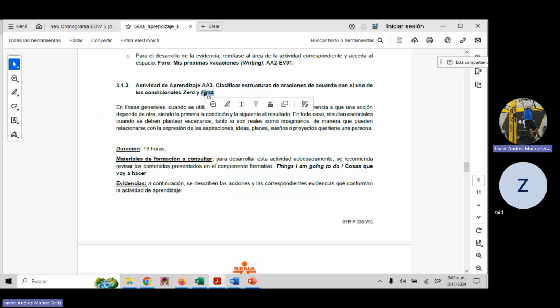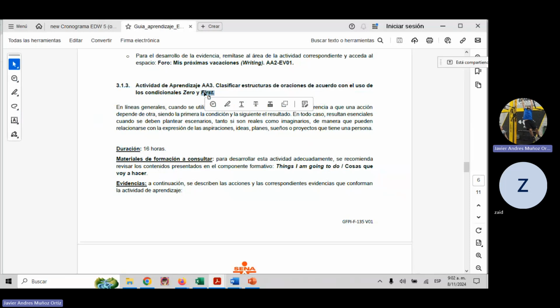So today, and in the next class, I mean tomorrow, we will focus on simple future tense, and we are going to compare this tense with the future with going to. But next week, in the next two classes, we're going to talk about zero and first conditionals.